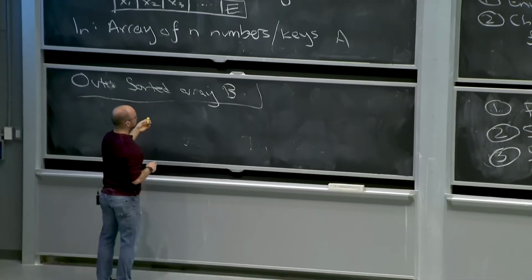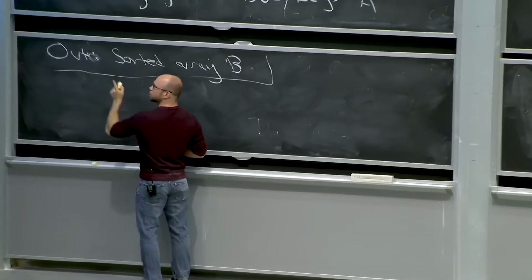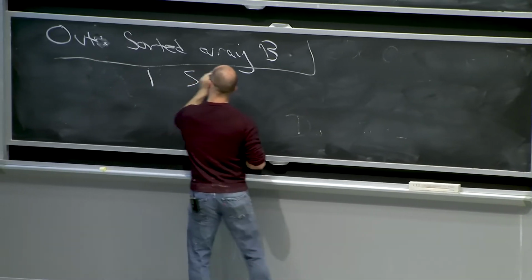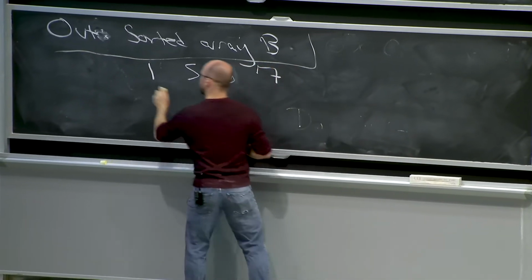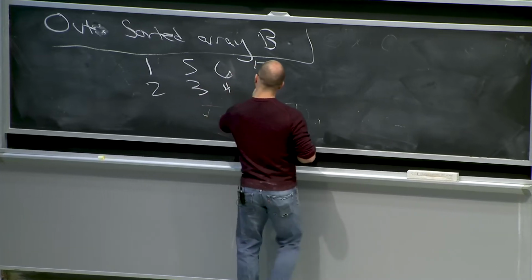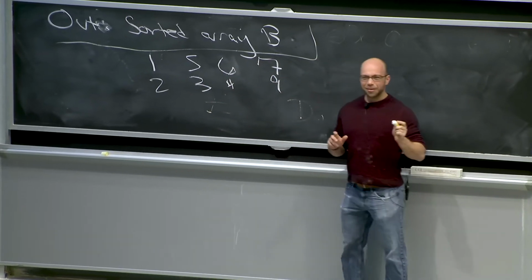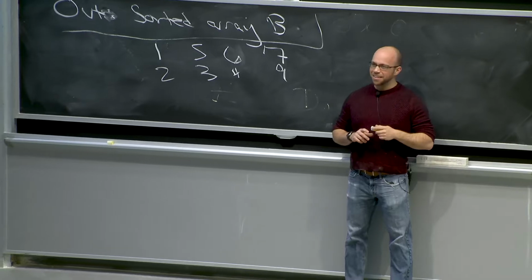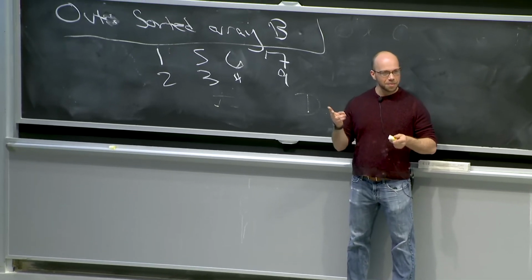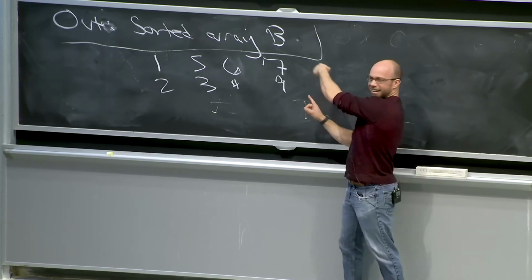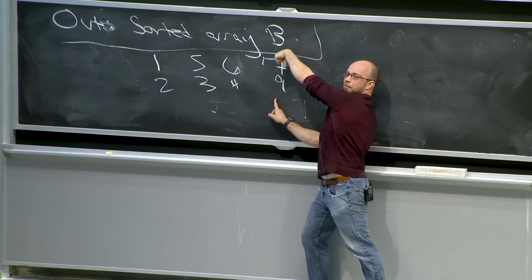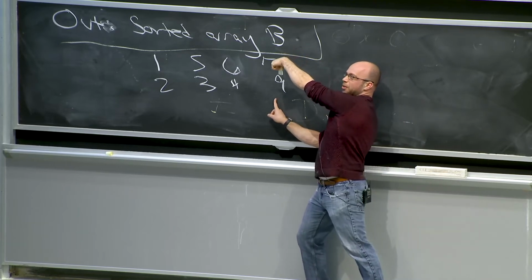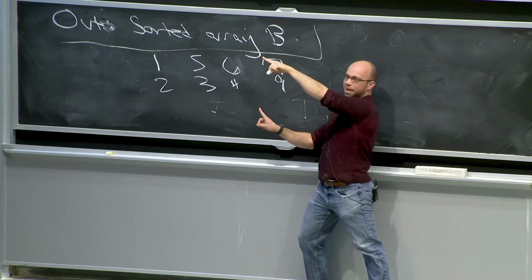So if I want to merge 1, 5, 6, 7, and 2, 3, 4, 9, there's a nice, clever technique that we can do that's going to take just linear time. Jason tells me it's the two-finger algorithm. I think that's kind of a cute analogy here. So here are my two fingers. They're going to point at the end of the list. And I'm going to construct the merged array backwards.